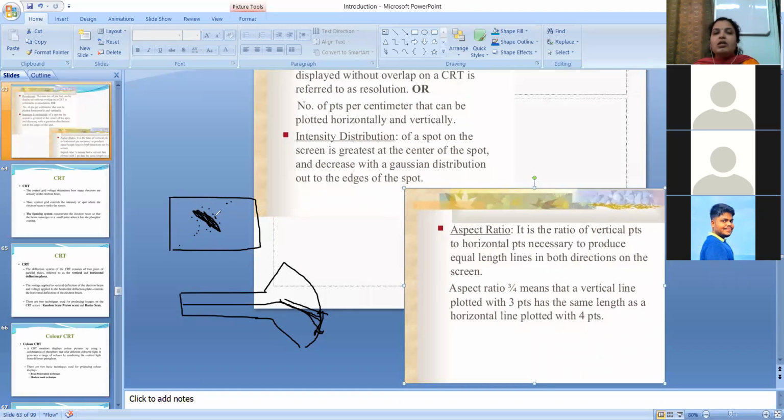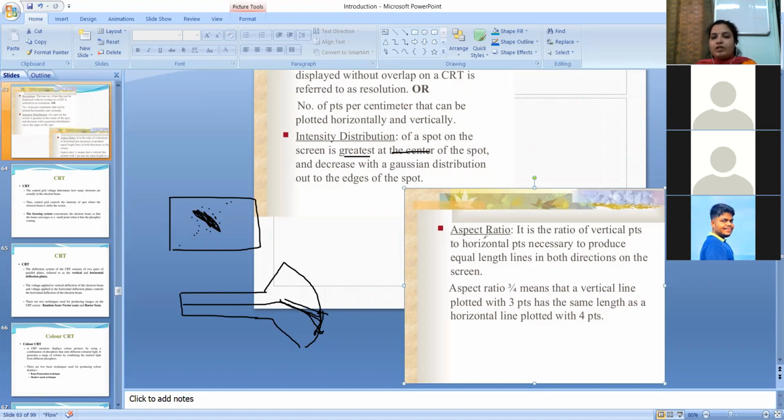If I am moving away from the line in any direction, then that intensity will be less, and it is specified here in intensity distribution. Intensity distribution of a spot on the screen is greatest at the center, and it decreases with a Gaussian distribution towards the edges. So intensity will be reduced once I start moving apart from this line. Okay, so that is how the intensity distribution takes place for any picture on the CRT.